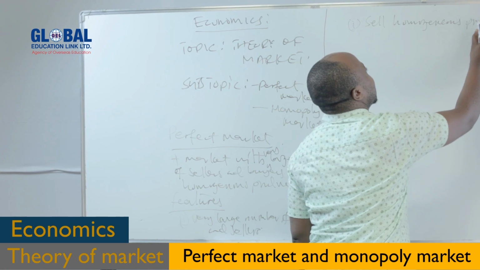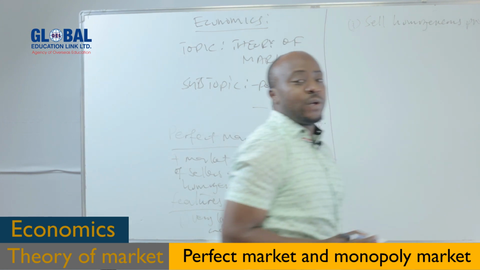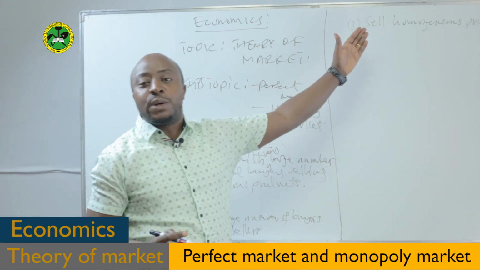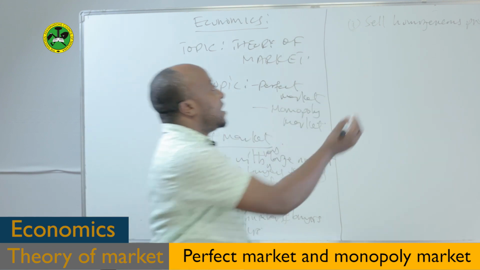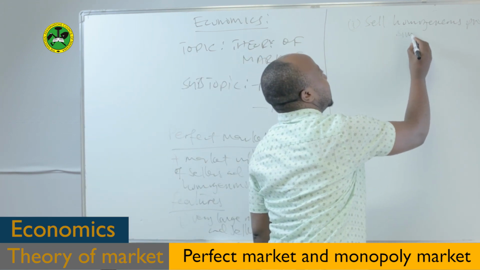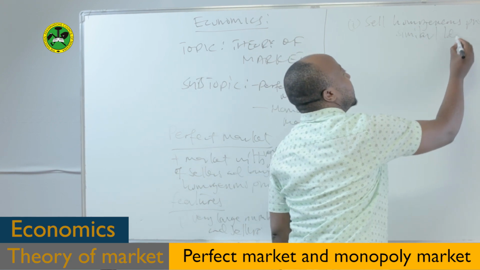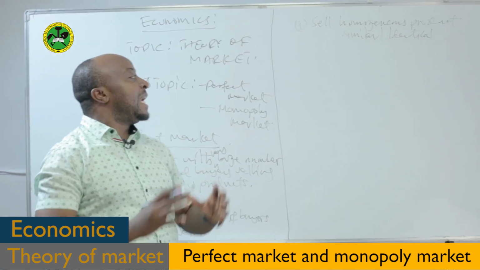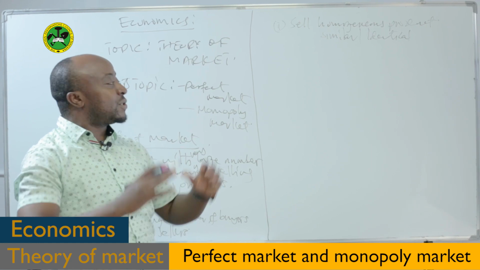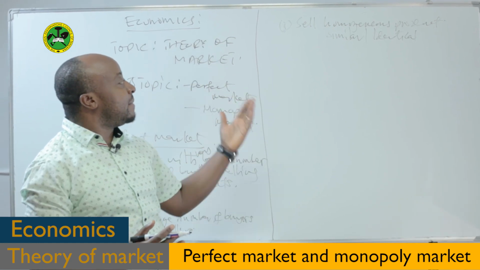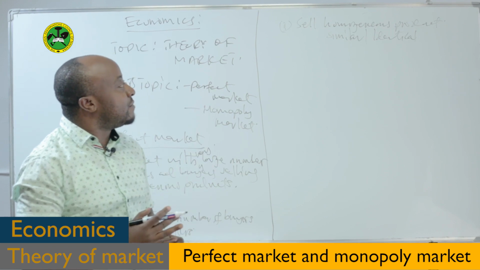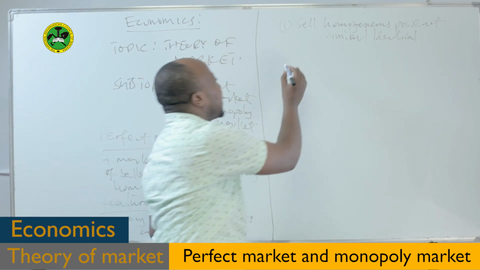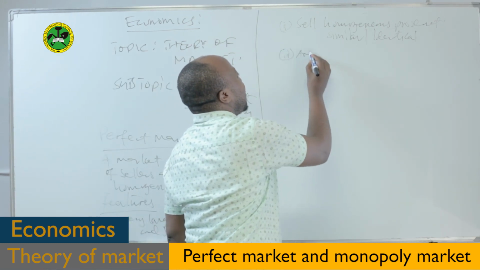homogeneous products or commodities. It means the product sold in the market, the product which is supplied to all firms, is homogeneous, meaning that these products are similar or identical. The products sold in the market are identical from one firm to another. That means all firms sell products which are similar in terms of quality, in terms of color, in terms of everything. So they are identical products. That is number two. Number three, we say firms are price takers.